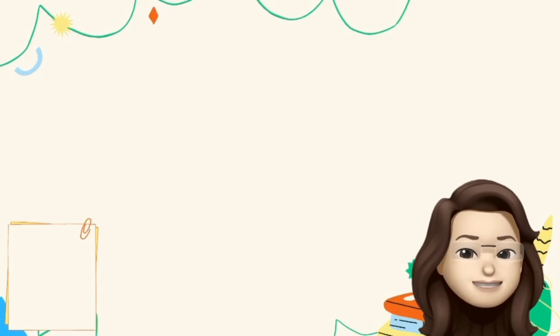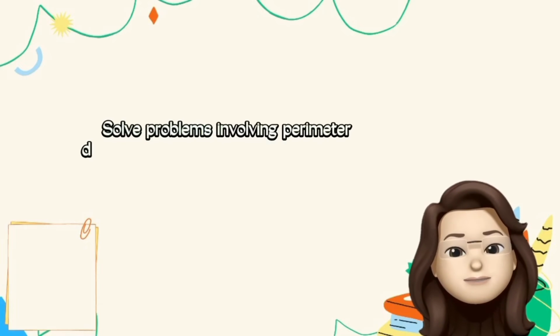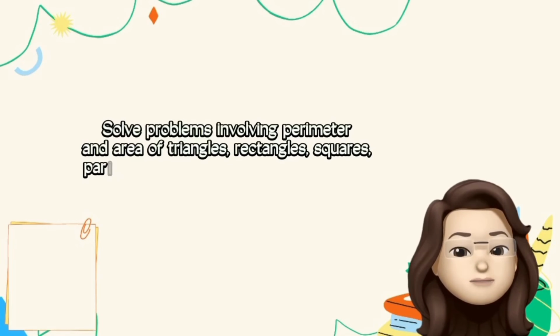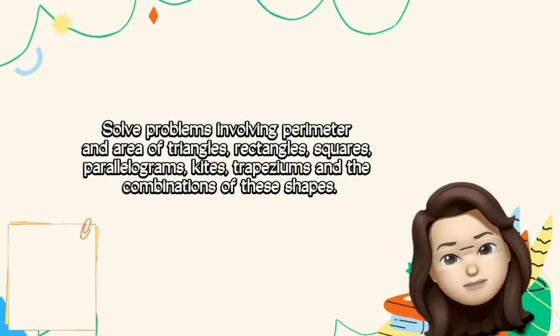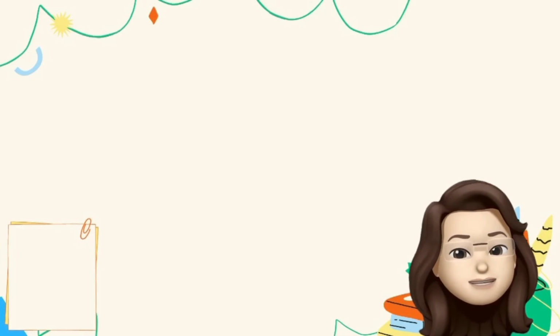Last but not least, we move on to solving problems involving the relationship between perimeter and area. This time, we will learn how to solve problems involving perimeter and area of triangle, rectangle, square, parallelogram, kites, trapezium, and the combination of the shapes. Let's jump into some examples.